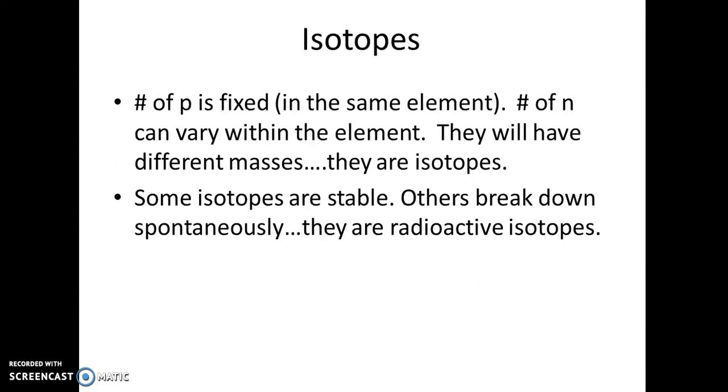When the neutrons vary within an atom, we say that that is an isotope. So the number of protons is fixed, but the number of neutrons can vary within the element. They can have different masses. They are isotopes. Now, some isotopes are stable. Others break down spontaneously, and if they do break down spontaneously, they are known as radioactive isotopes.